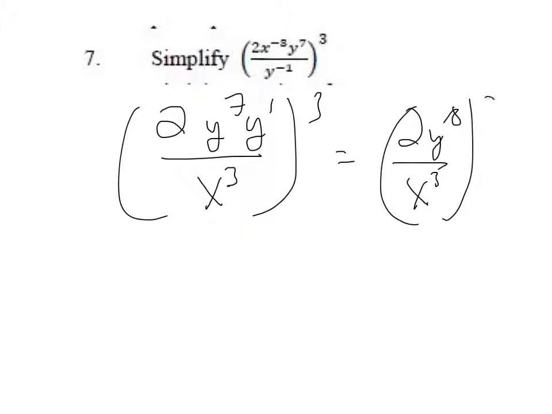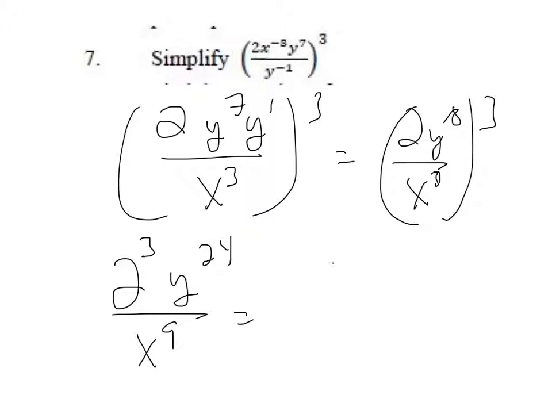Then I'm going to raise that all to the 3rd power, which means 2 to the 3rd. Remember, when you're raising powers to powers, you multiply. And there's a 1 here for the 2, right? So 2 to the 3rd, y to the 24th over, let's see, that's a 3. Yeah, so that's going to be x to the 3 times 3 is 9. We probably should write this as 8y to the 24th over x to the 9th.